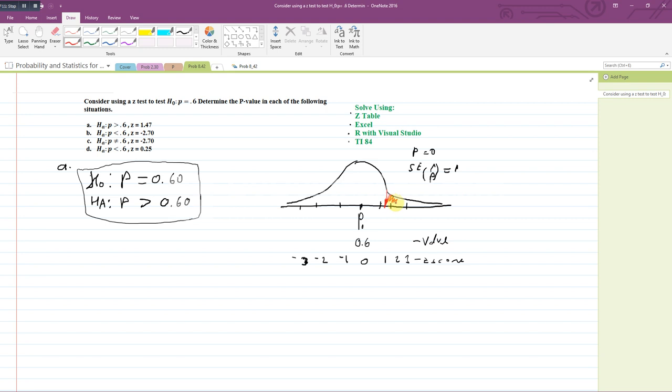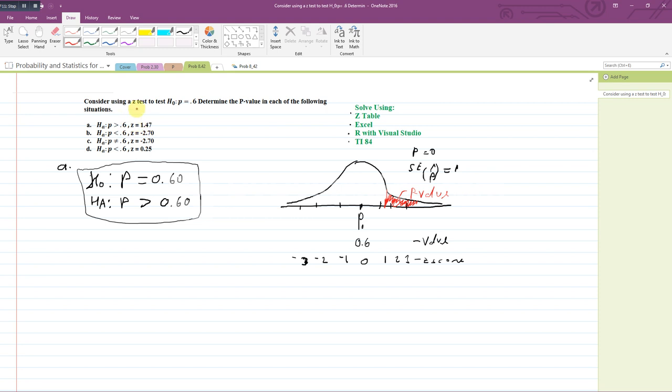Okay, so this is what it looks like, the shading area. That's going to be your p value, or your probability. They want to know the area of the shading area. What is the probability when it's bigger than 0.60 when z equals 1.47?